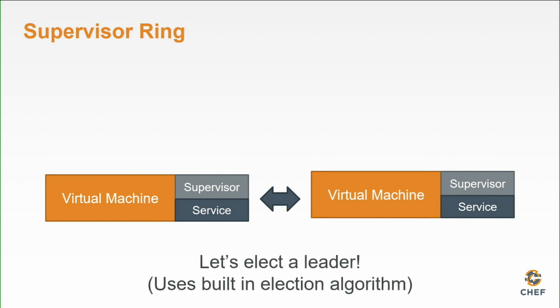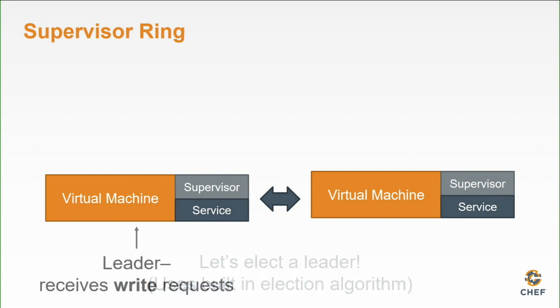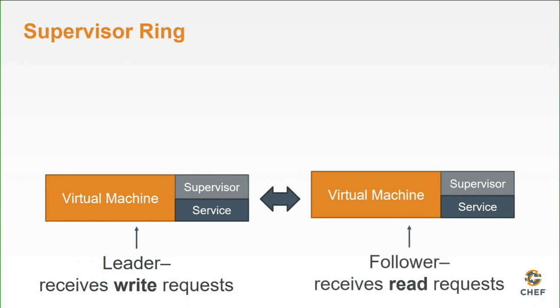So they're going to hold another election to make sure they're in that leader-follower topology. They hold that election using that built-in algorithm, and let's say this one on this side wins the election and becomes the leader. It will automatically start receiving write requests. And this one on the other side will become the follower and start receiving read requests. So all of this was done without the need for human involvement or an orchestrator's involvement.